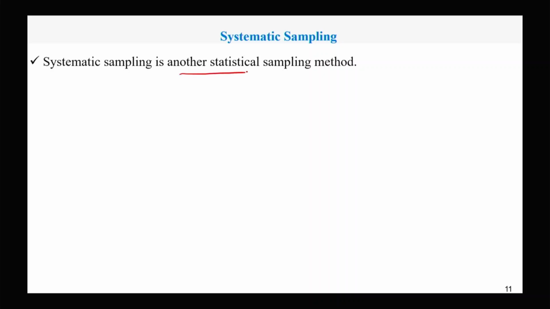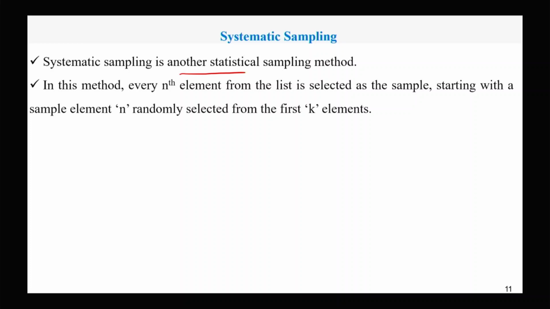It's another statistical sampling method. Here you are actually trying to make one specific system. What does it mean? Suppose I have 1 to 1,000 bobbins, 1,000 specimens. In random sampling, what have we done? We have taken randomly.